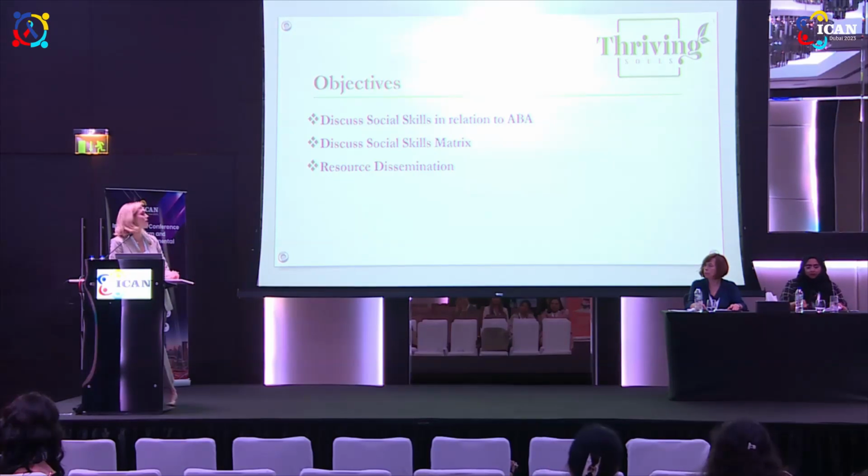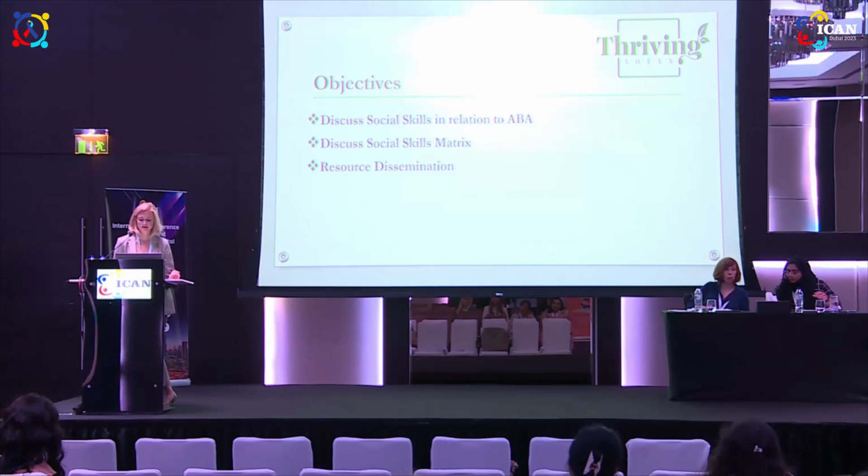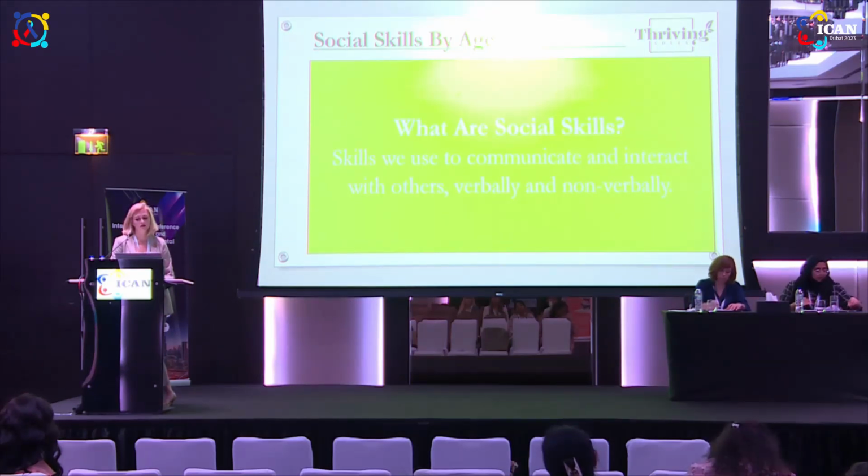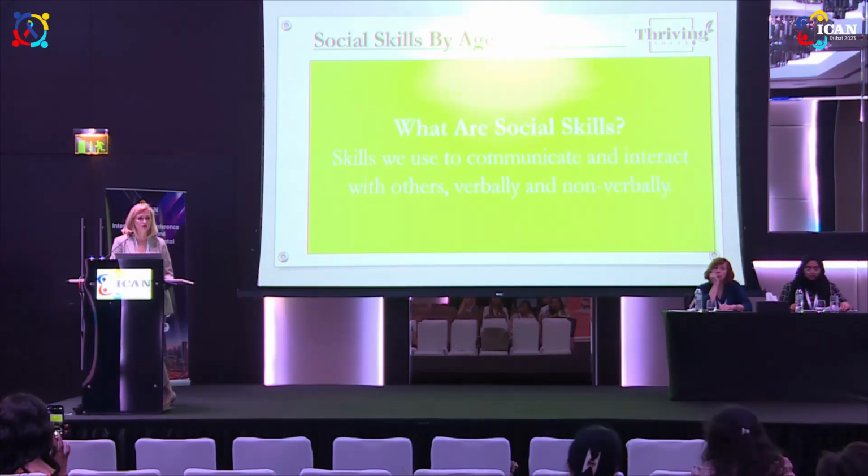Okay, so today we're going to talk about using the principles of ABA to teach social skills. We're going to talk about different social skills in relation to ABA, look at a social skills matrix that I've created, and look at the resource dissemination. Social skills are skills that we use to communicate and interact with others. These can be verbal or non-verbal. A few common social skills deficits could be greetings, conversing with others, and playing, and this can be alone play, associative play, cooperative play. There are lots of different stages of play that we can have difficulties with.